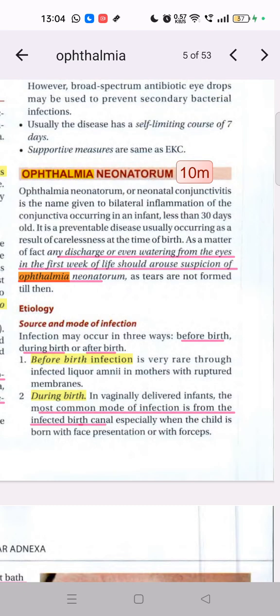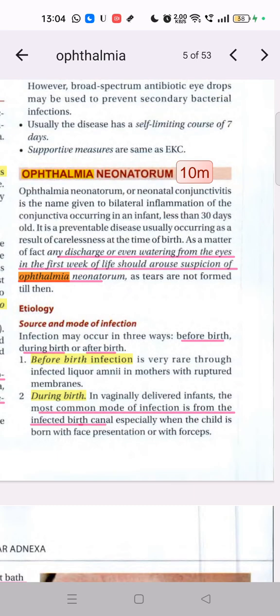After that, what raises the suspicion of ophthalmia neonatorum? It is any discharge or even watering from eyes in the first week of life, because tears are not formed till then. So if there is any discharge or watering from the eye in the first week of life, we should suspect ophthalmia neonatorum.